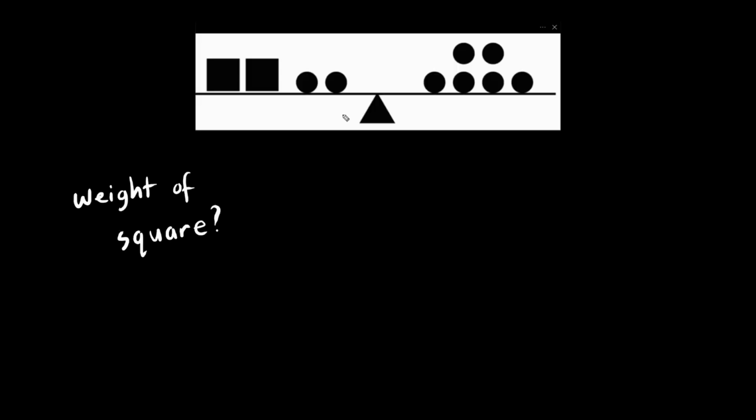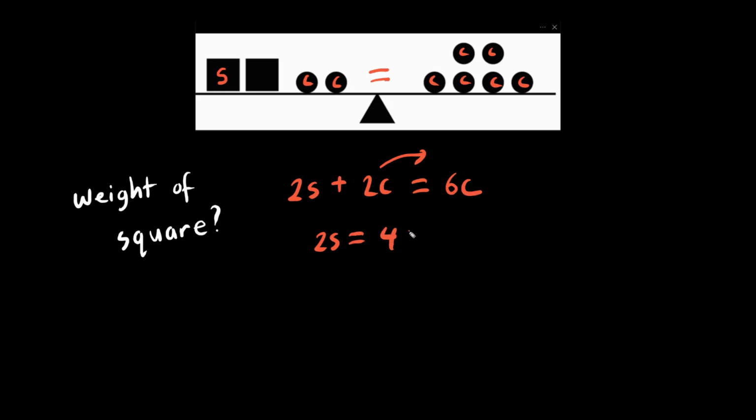What is the weight of a square? We have a balance here, and this is 1 square. There's 2 squares on the left, and we're going to add 2 circles. So 2s plus 2c equals 1, 2, 3, 4, 5, 6 circles. And we have 2s equals 6c minus 2c is 4c. Dividing both sides by 2, we have s equals 2c. So the weight of 1 square equals 2 circles.